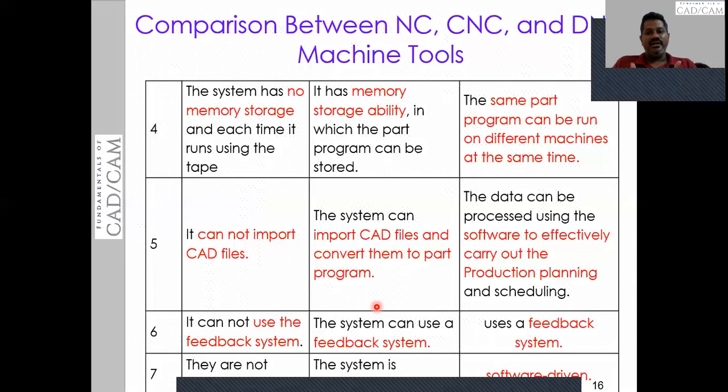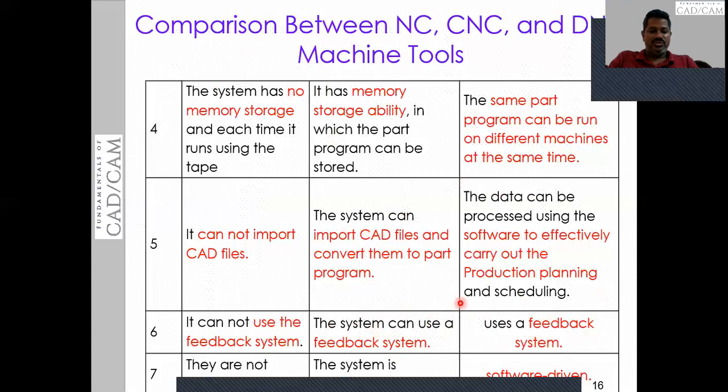So again that feedback signal is sent to the machine tool to correct the positions of the tool as well as the table. That happens in the case of CNC, but this type of feedback is also possible in the case of DNC. In both cases feedback is possible, and in the case of NC, feedback is not possible.